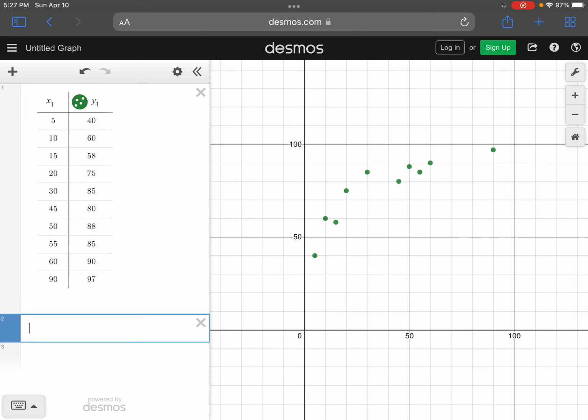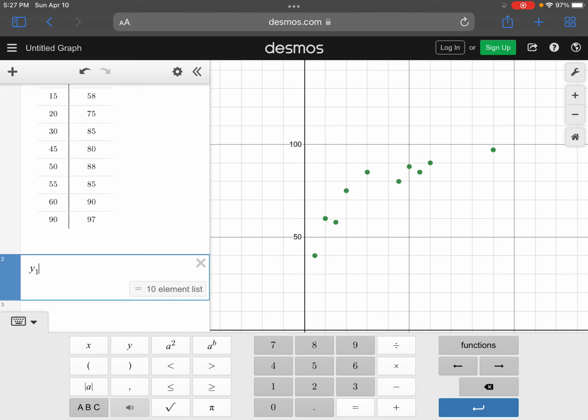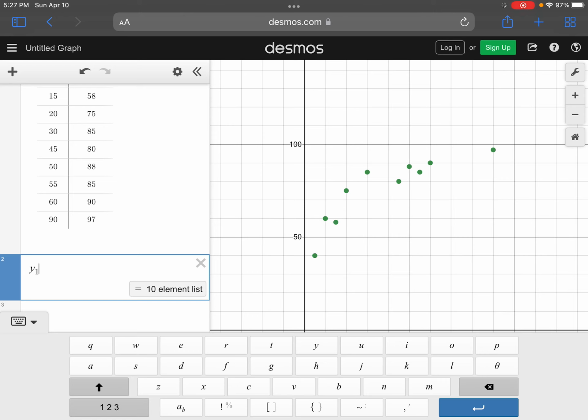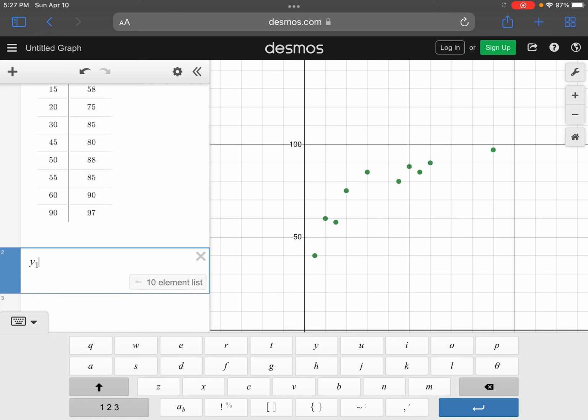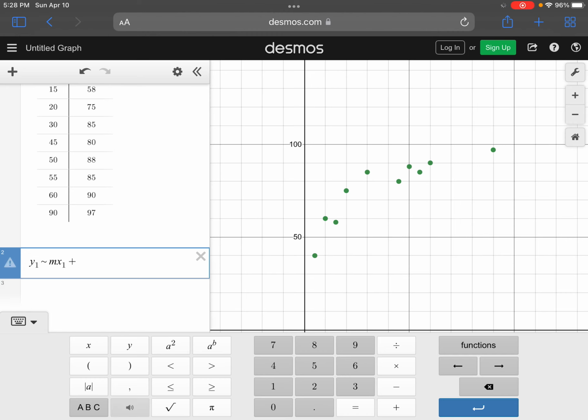Now to find the line of best fit, in line 2, I'm going to type y1, and then I'm going to use a little tilde button. So on your computer, if you just click next to the number 1, you'll get the little squiggly line. On Desmos, it's right down here. So if you look at the enter button, to the left is comma, and to the left of that is our tilde. And then I'm going to have mx1 plus b.